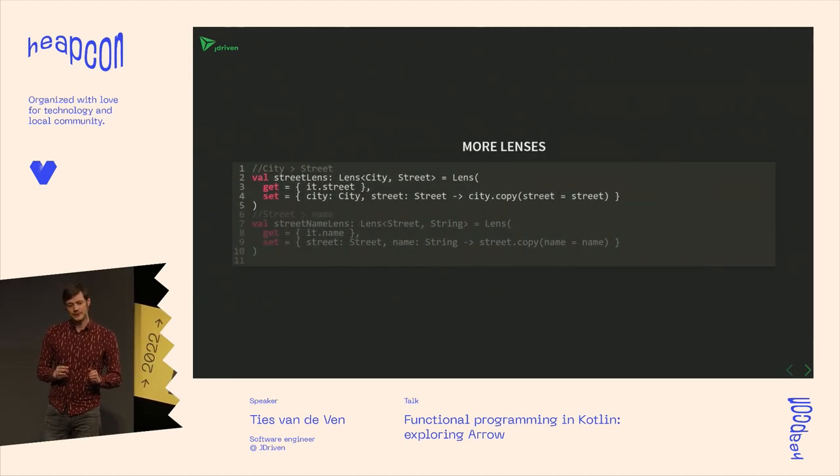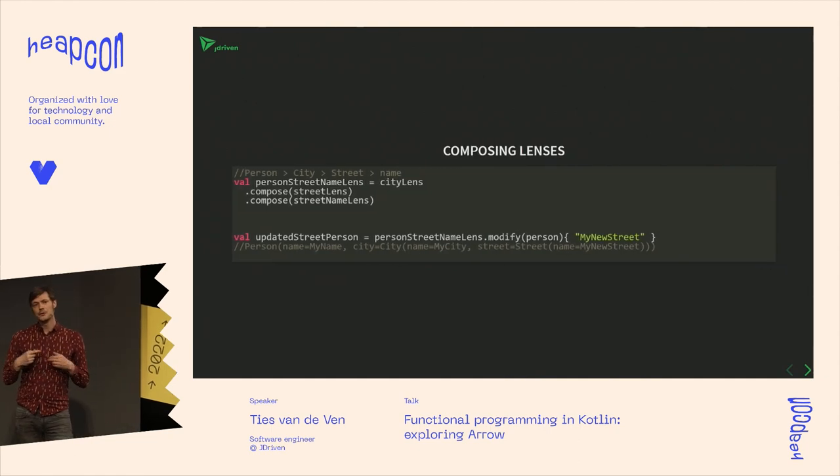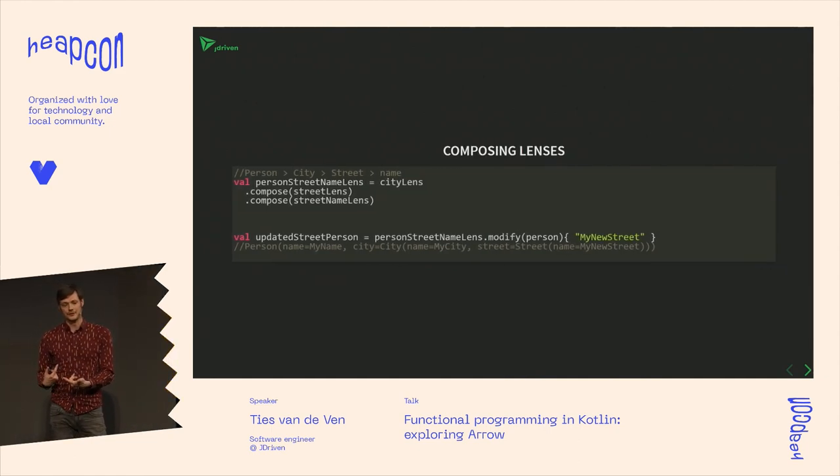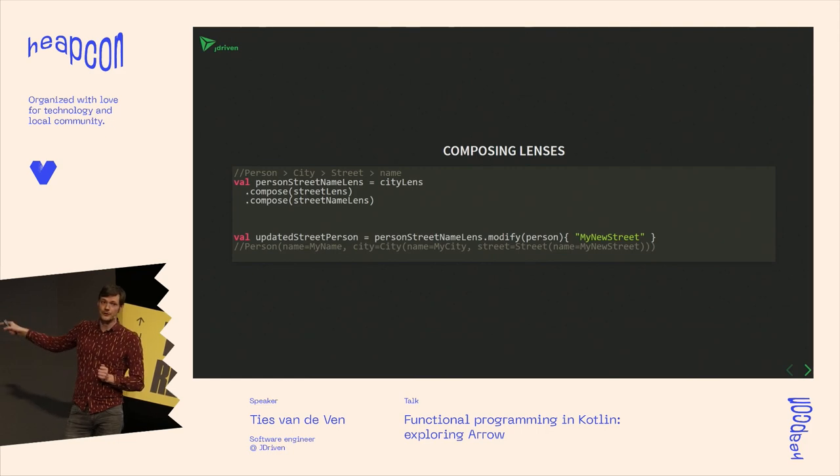If you also create a lens that goes from city to the street property, and create a lens that goes from street to its name property, we can now compose these lenses. So we go from person to city, from city to street, and from street to street name. And by composing this, we now created a lens that goes straight from person to the street name. And now we can use that to instantly modify the street name of a person in a deeply nested immutable data structure. Now you may think, that's pretty cool, but writing all those lenses basically takes up more time and effort than just doing the copying.